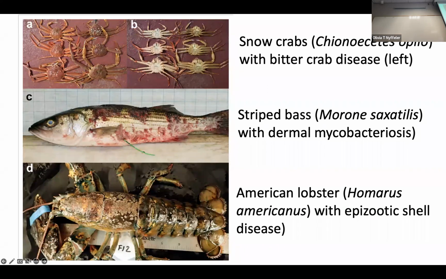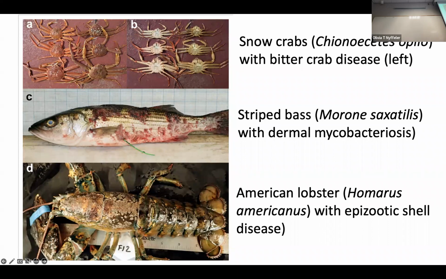Okay. The reddish ones have bitter crab disease. The brownish ones are normal. The bleached looking ones have bitter crab disease. The normal ones are kind of dingy. This just showed up in Newfoundland, Canada, one year.